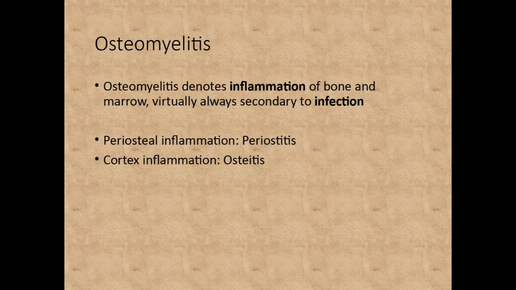Usually, more often than not, it is secondary to an infection. So sometimes along with osteomyelitis, you can get periosteal inflammation, which is called periostitis, or cortex inflammation, which is called osteitis.